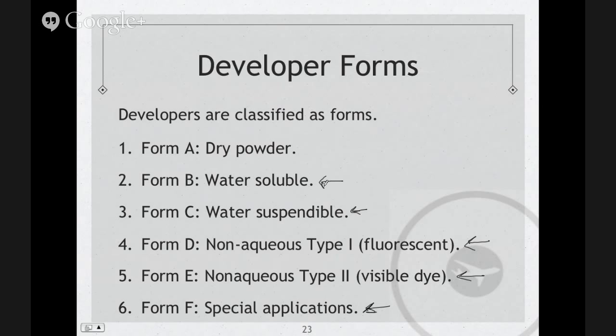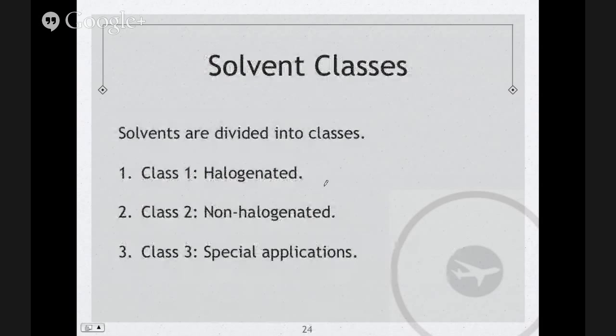Now, when we wipe our penetrant clean off our surface after the dwell time, we use solvents, and we have different solvents divided into different classes. Class 1 being halogenated, class 2 being non-halogenated, and class 3 being special applications. Depending on what the part is made out of, you would use different solvents. So if you cannot use halogenated, then you have to use non-halogenated, and that would pretty much be told to you in the procedure you're going to be using.